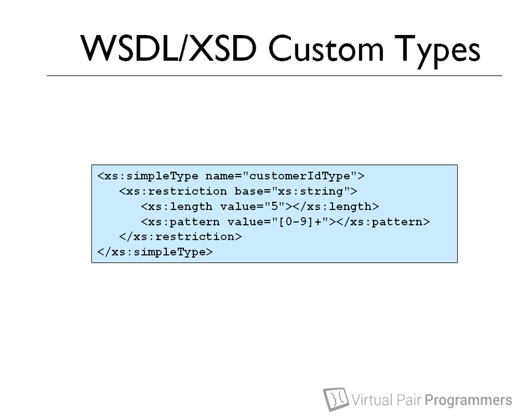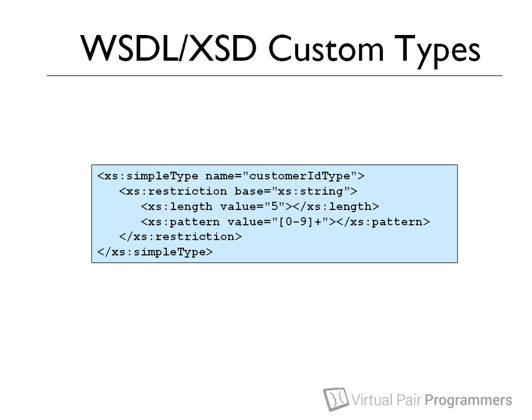We can specify in the WSDL or the XSD that we have a new type called customer ID type, which is based on a string, but it must be exactly 5 characters in length, and for each of those characters, the characters must be the characters 0 through to 9. This is a standard regular expression, and if you're familiar with regular expressions, then you can get very sophisticated with the patterns that you can specify.